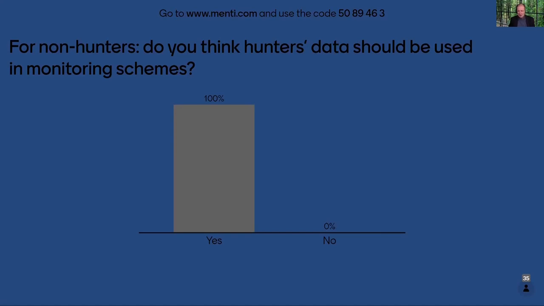So I would say that's clearly a task for FACE and CIC to convince their people to really give their data. And we see that, from the non-hunter side, there is certainly a willingness to accept and use those data. That's for the Menti.com and the Mentimeter we had.